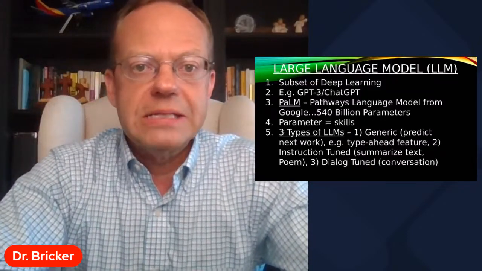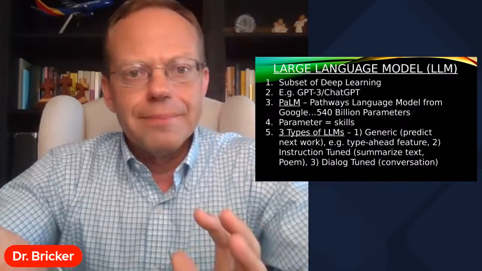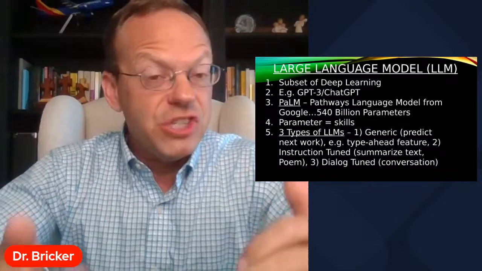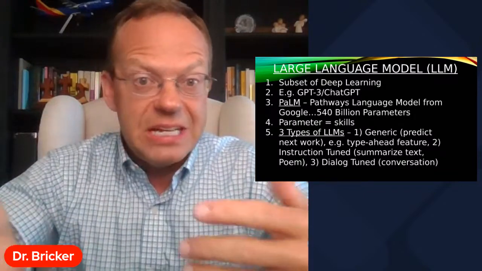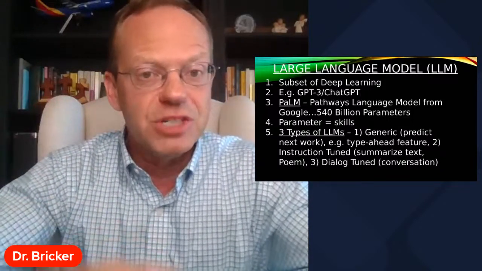So there you go, in summary. Now, another term that you'll hear is a large language model, or an LLM. LLMs can be thought of as a subset of deep learning. And so Chat GPT and GPT-3 actually are large language models. So like Bard from Google is a large language model because it's dealing with language.